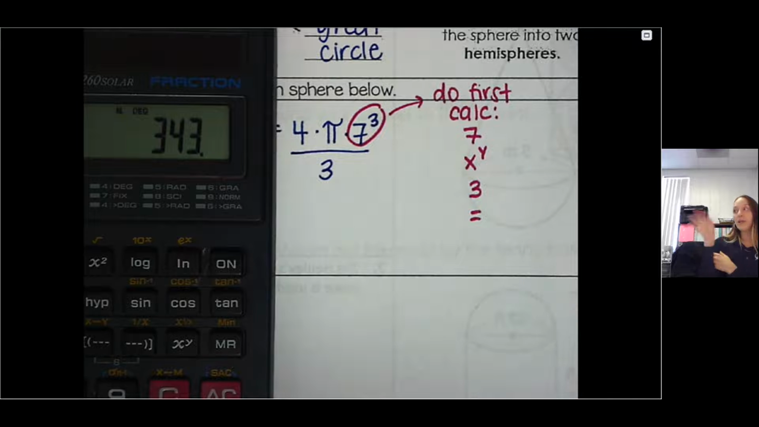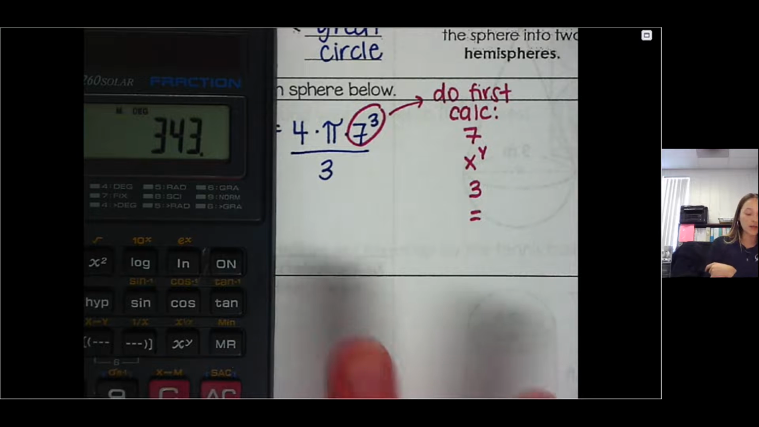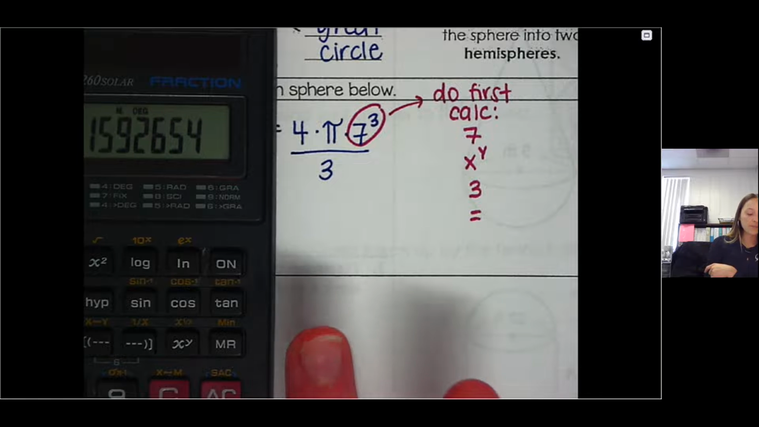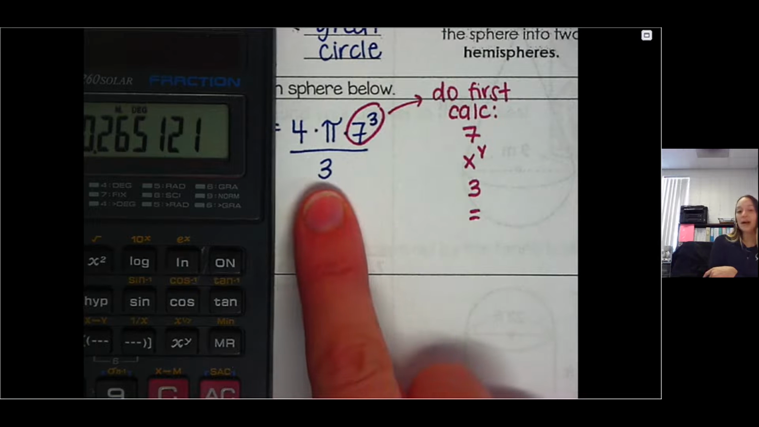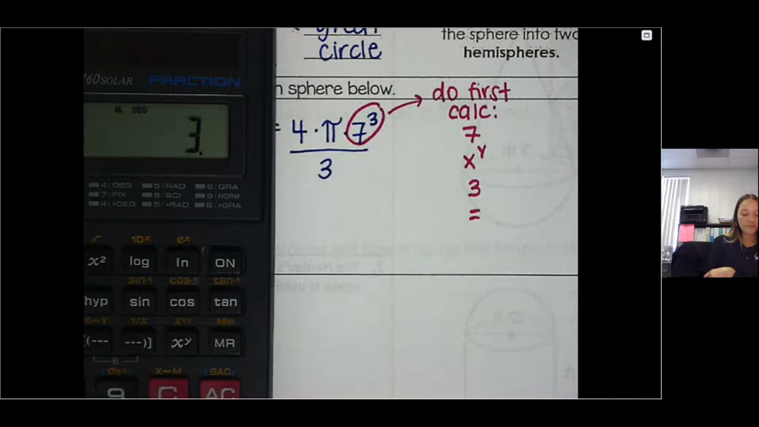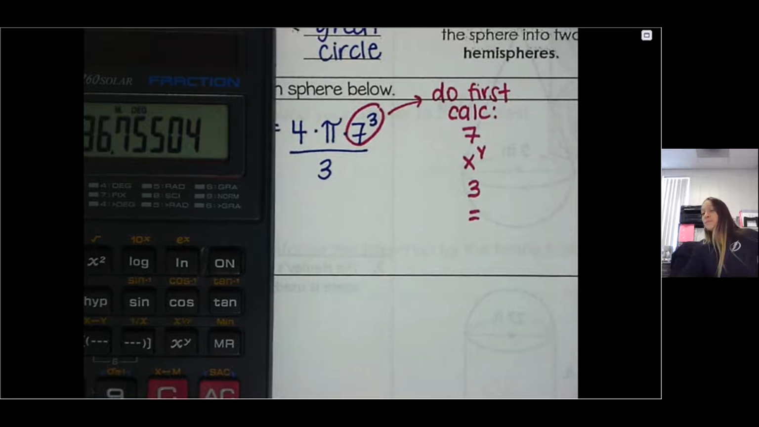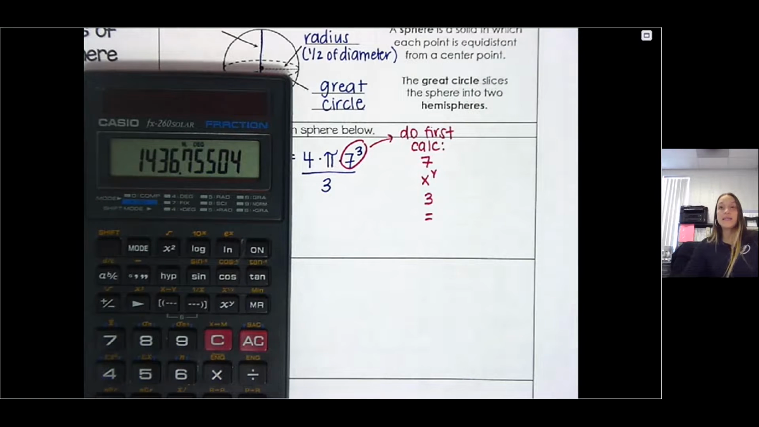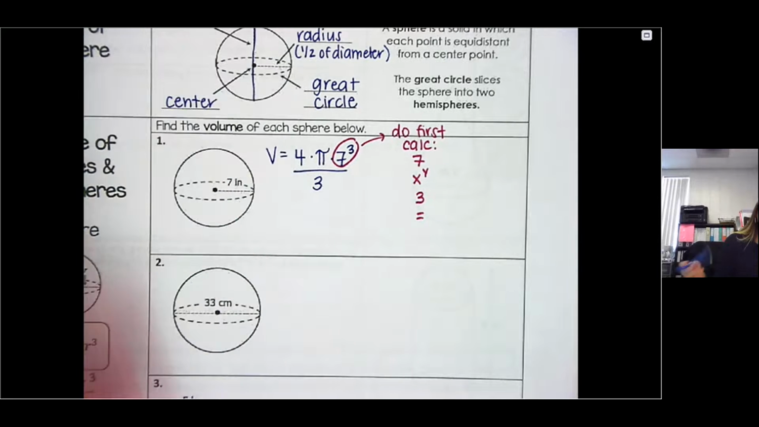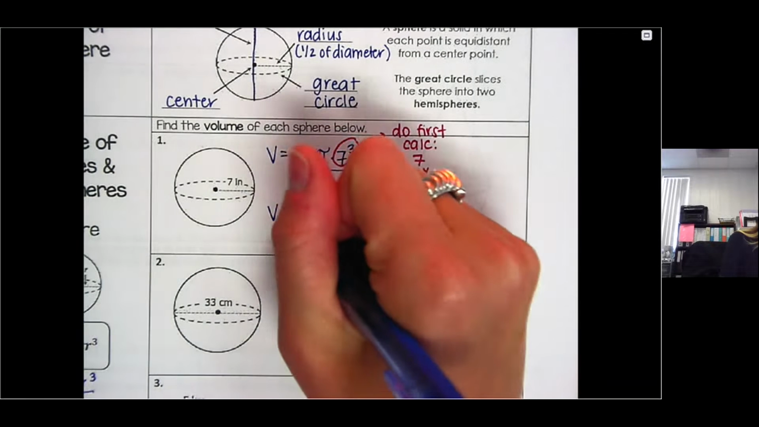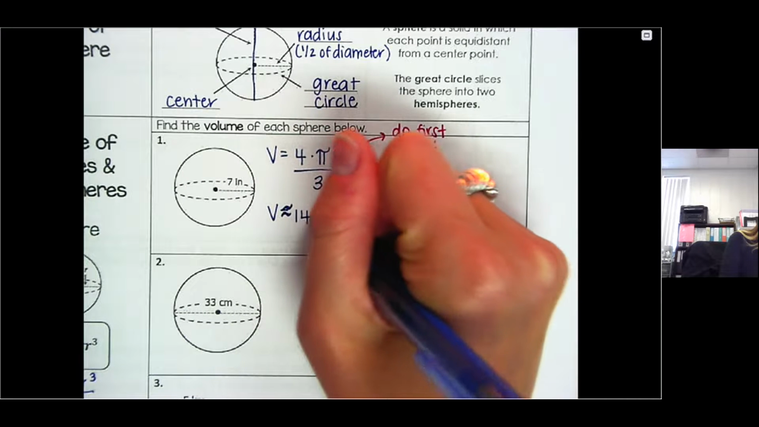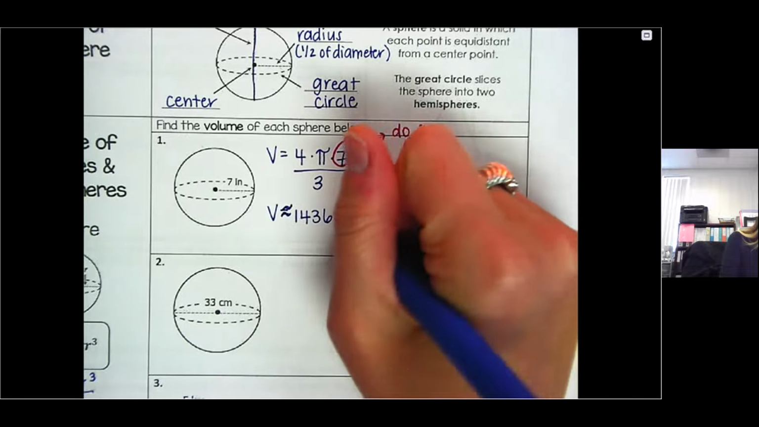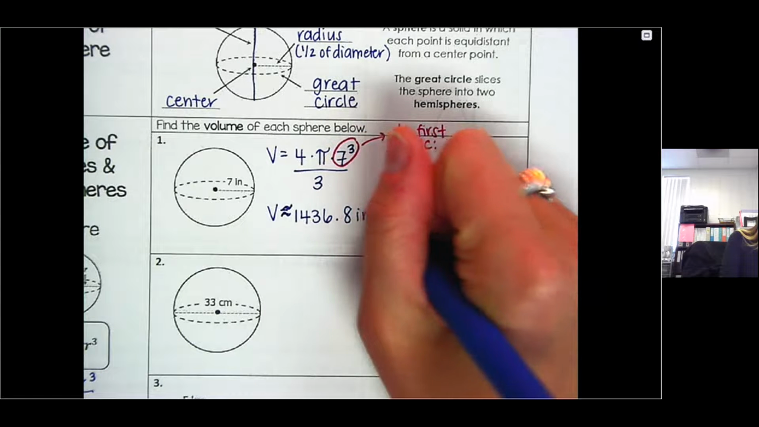So like I said, it's just a big plug and chug kind of moment into the calculator. And then you have to remember to divide by 3. You get 1,436. I did. Did everybody get that? Beautiful. So your volume for that sphere is, oh, I should put an about symbol, sorry, 1,436.8 inches cubed.